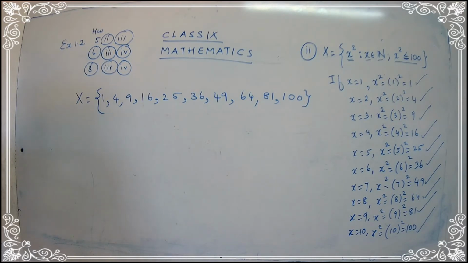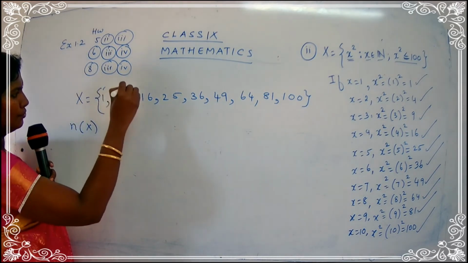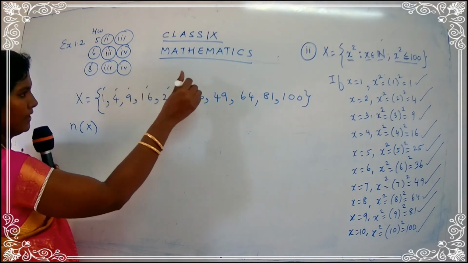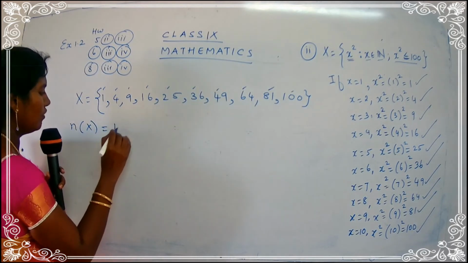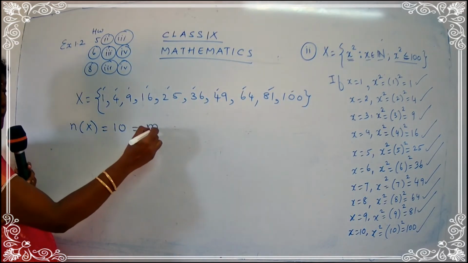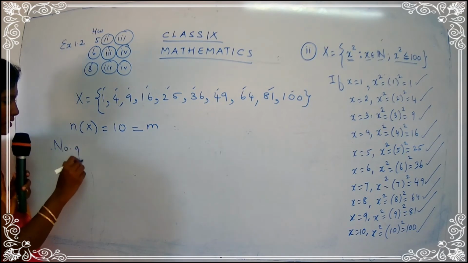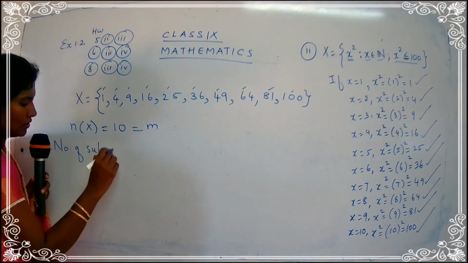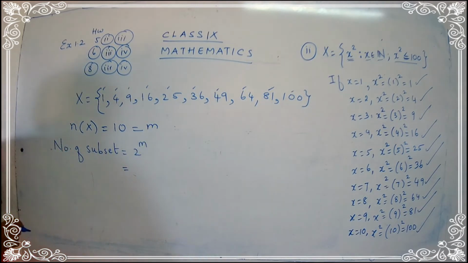Okay, children, let's count the number of elements over here. What is n of x? 1, 2, 3, 4, 5, 6, 7, 8, 9, 10. So n of x is equal to 10. And what is this 10? This is m. I have told you the number of elements is also called m. Let's find out the first one, number of subsets. What is the formula? 2 raised to m.